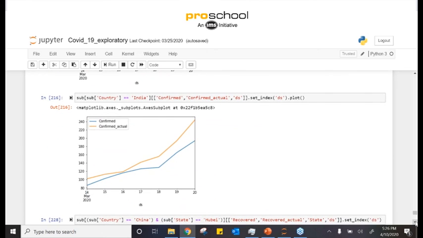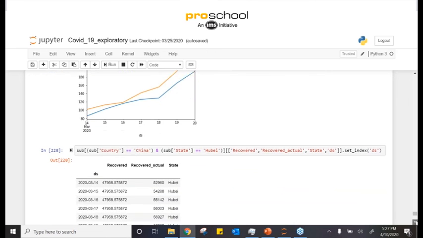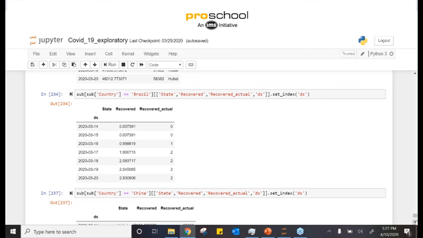And this is the case of Hubei, recovery cases of Brazil. Brazil has a very low number, so our numbers are coming out to be 0, 0. If you take it in integer form, it's 0, 0, and then 1, 2, 2, 2, 3. So our recovery for Brazil is also almost matching.